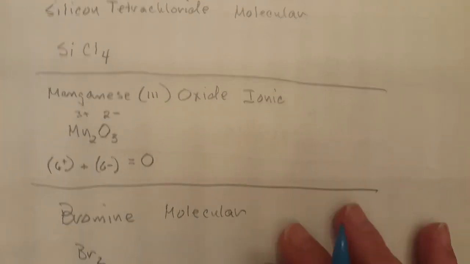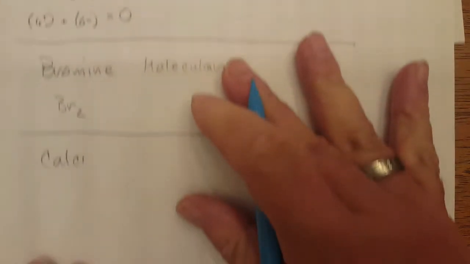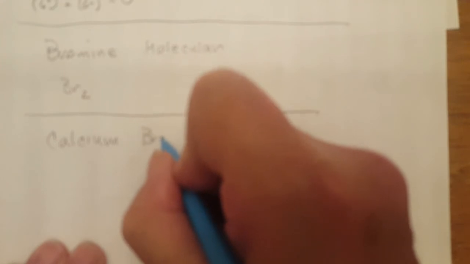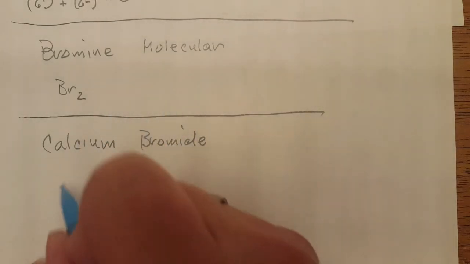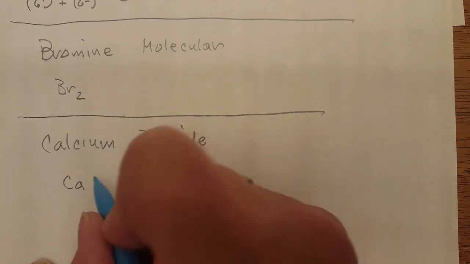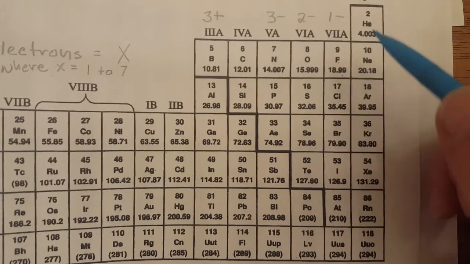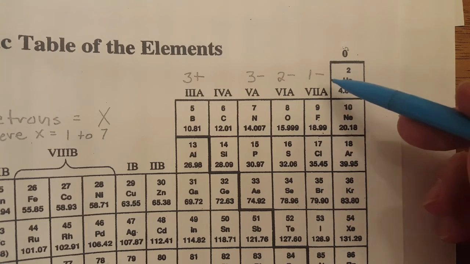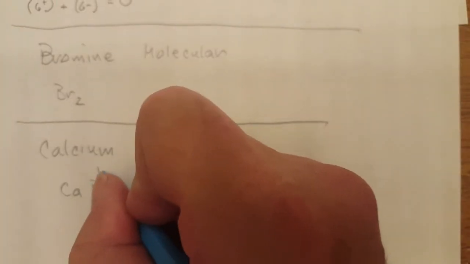Let's go with the next one, calcium bromide. So again, when you get these names, you write down the symbols. And then you write the charges above. Bromide, that's a halogen. It's 7A. When it ionizes and picks up an electron, it's going to end up with a charge of 1 minus. So this is 1 minus. What about calcium?